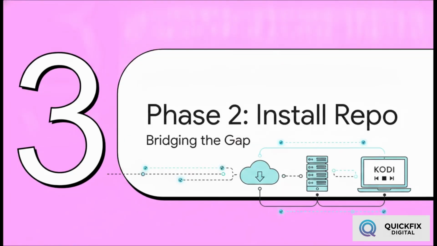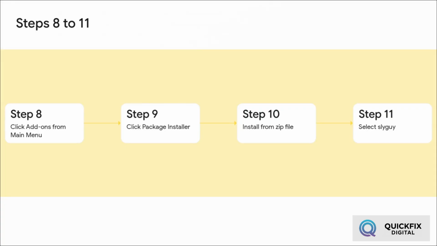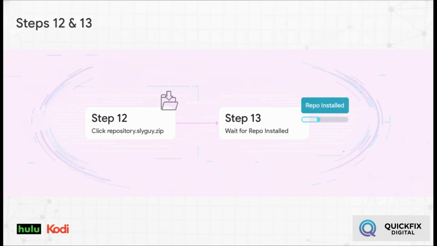Section 3. Phase 2. Installing the SlyGuy repo. Bridging the gap. Now, back all the way out to your main Kodi menu and click Add-ons. Up in the top left, find the package installer. It looks like a little open cardboard box. Click that, scroll down to Install from zip file, and when the directory opens, select SlyGuy. That's that media source we just created. Once you're inside the SlyGuy folder, click the file named repository.slyguy.zip.